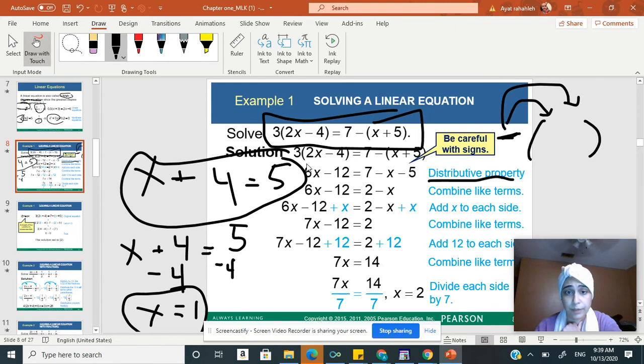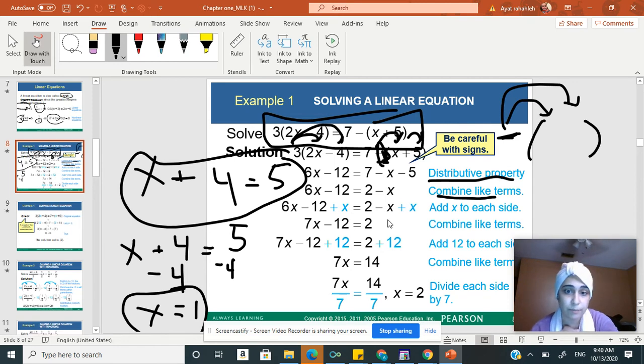So we have a 3 here, and we don't have anything out here, right? Well, is there or isn't there? There actually is, because there is an imaginary 1 right here. Anytime there's a negative sign, there's actually a negative 1. So when we distribute, we take the 3 and multiply each term: 3 times 2 is 6, 3 times negative 4 is negative 12, equals. There's the equal sign. The 7 stays as is, and there's a negative 1 that we distribute, so it's negative x and negative 5. Now we combine like terms.